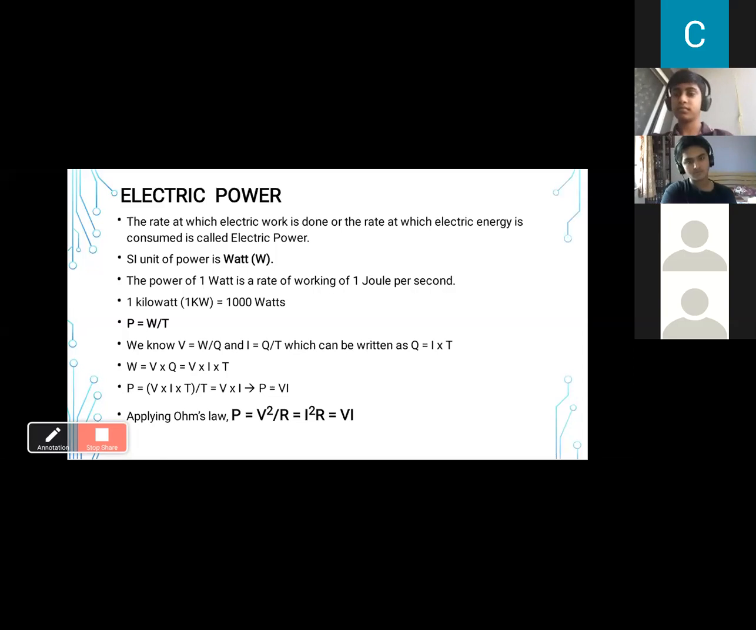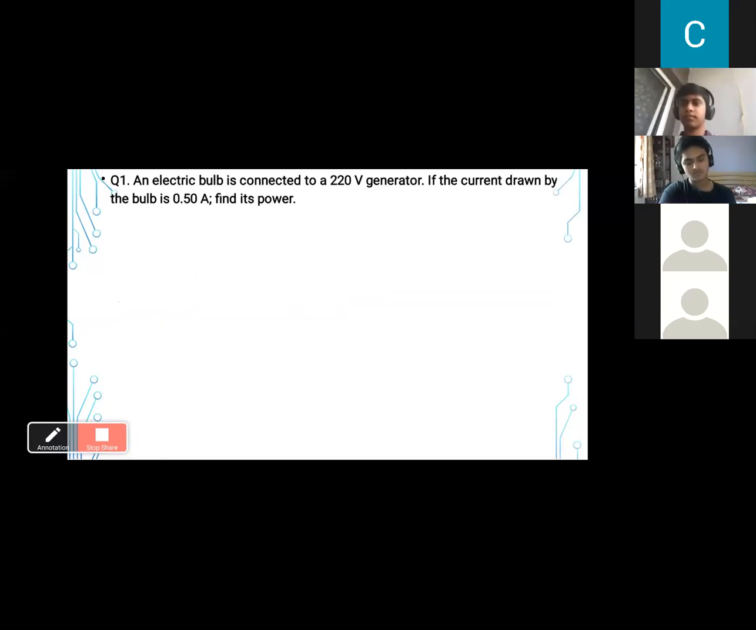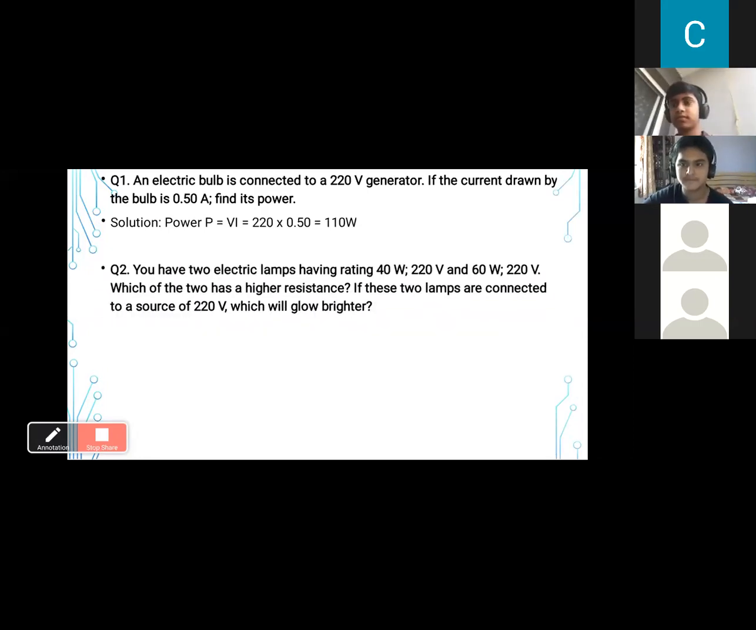Coming to the next question. An electric bulb is connected to a 220 volts generator. If the current drawn by the bulb is 0.5 amperes, find its power. I have current, I have voltage, so obviously I'm going to apply the formula V into I. So I'm getting 110 watts.